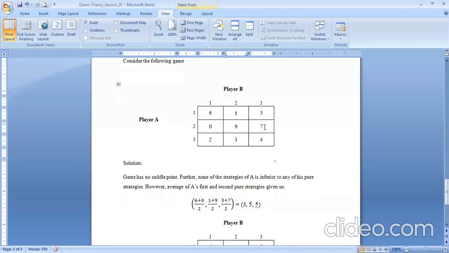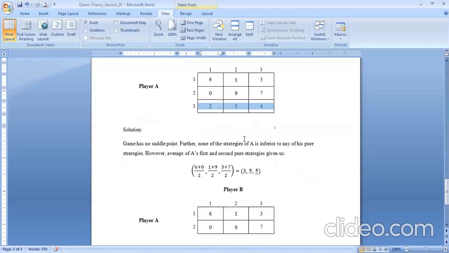Let us compare 3, 5, 5 with this. 3 is greater than 2, 5 is greater than 3, and another 5 is again greater than 4. It means the average of these two is greater than the third row. Let us eliminate the third row because the average is more than the third. So if player A continues to play with first and second row, and deletes the third row, then he will maximize his gain. So the average of these two will be superior to the third row. That is why the third row is eliminated.